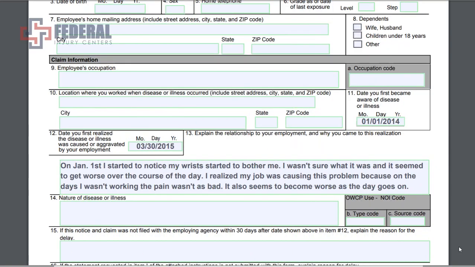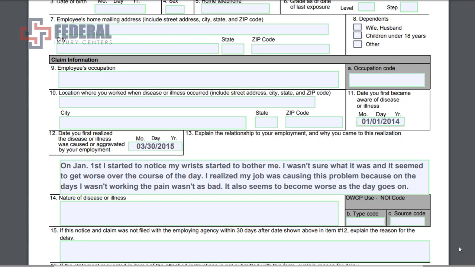On January 1st, I started to notice my wrist started to bother me. I wasn't sure what it was, and it seemed to get worse over the course of the day. I realized my job was causing this problem because on the days I wasn't working, the pain wasn't as bad. It also seems to become worse as the day goes on.